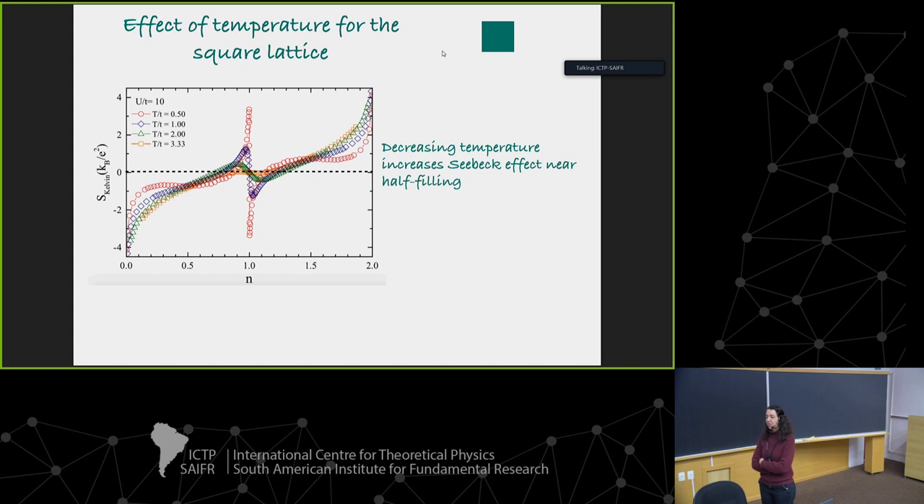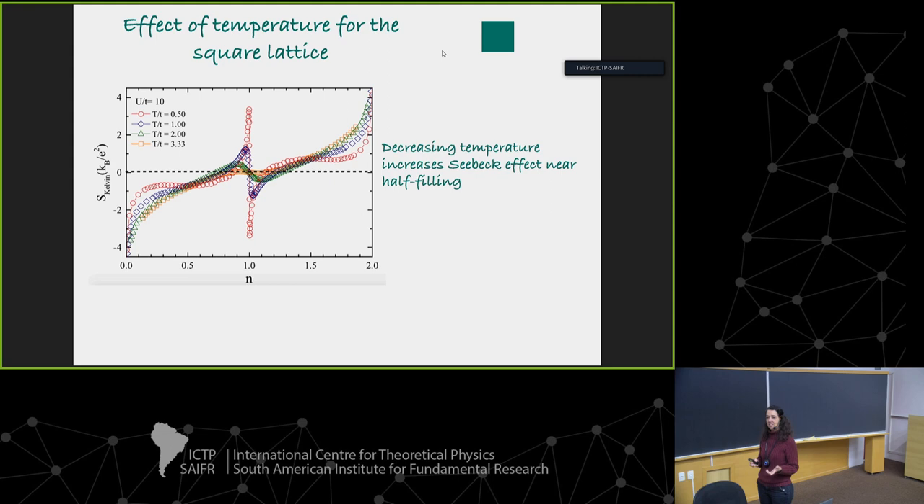Yeah, there is work by Tremblay on the Seebeck effect, but he does this for 3D, the FCC lattice. So it's different in this regard. He also sees an increase of the Seebeck coefficient near half filling. But I am not sure about that. I don't think he has examined the sign changes that take place and their relation with the Fermi surface.